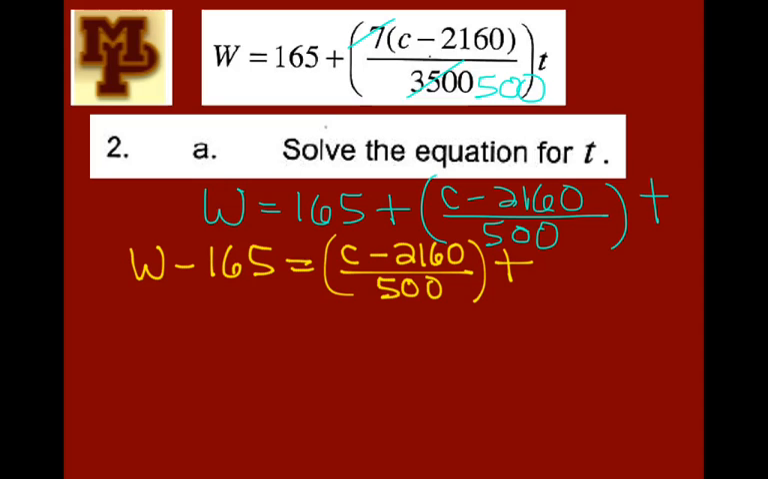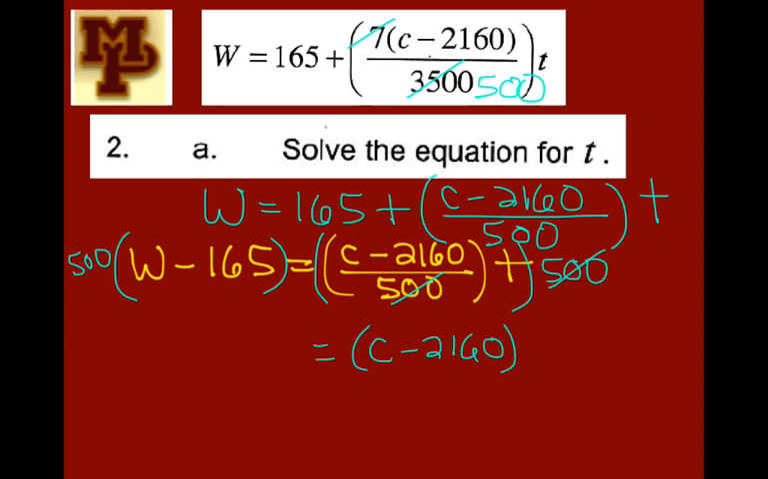So we should be on this one. Probably we can do a ton of steps at once, but this time I'll try to just do one step. So I'll get rid of that 500. I'm going to multiply both sides by 500. So let's multiply by 500. That would cancel out this, and that would leave us with C minus 2160 times T, and on the left hand side we'd have 500 and then W minus 165.